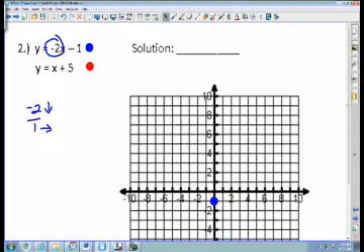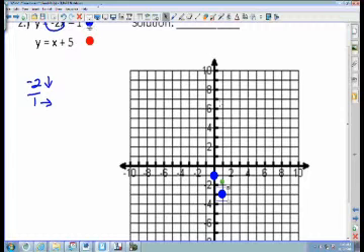So I'm going to go back here to my dot and start at my y-intercept. I'm going to go down 2 to the right 1 and put a dot. I may have to move this down here. Do it again. I'm going to go down 2 to the right 1 and put a dot. Now I'm going to go backwards as well. I'm going to go up 2 to the left 1.